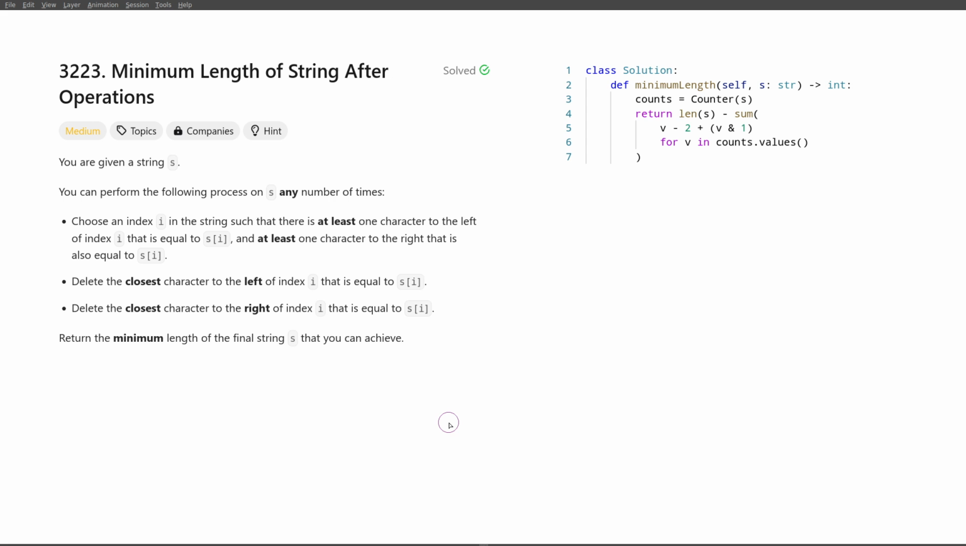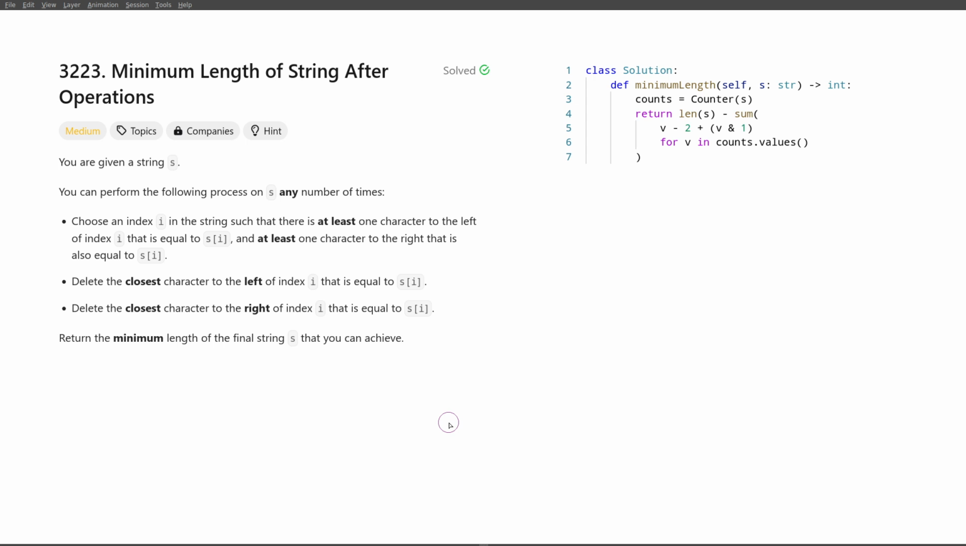We have to select an index. This is essentially an index of a character that is neither the first nor the last occurrence of that character in the string. And then we find the closest occurrence of the same character to the left, to the right. We remove those two occurrences. So we see that whenever we have at least 3 characters in a string, then we can remove some of them. And does it matter which ones we remove?